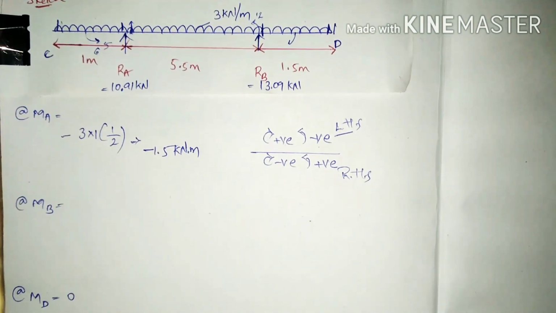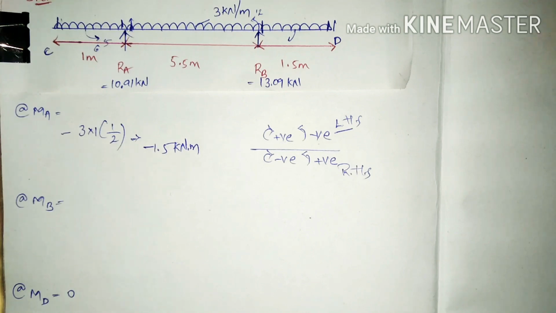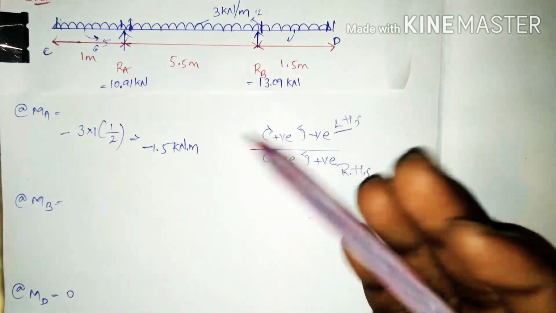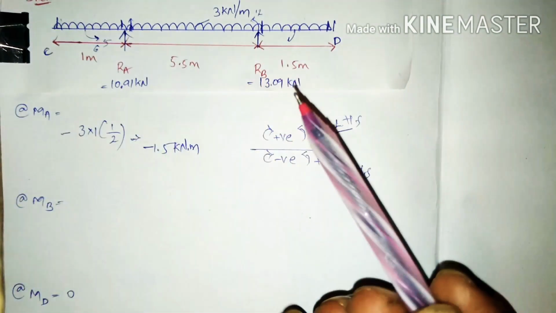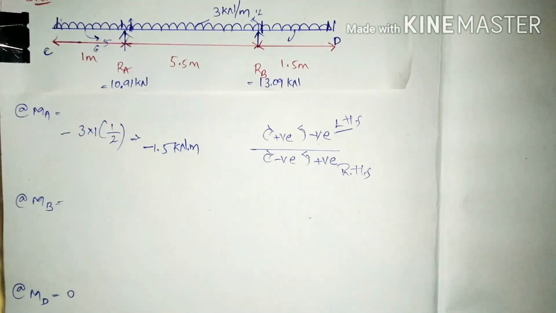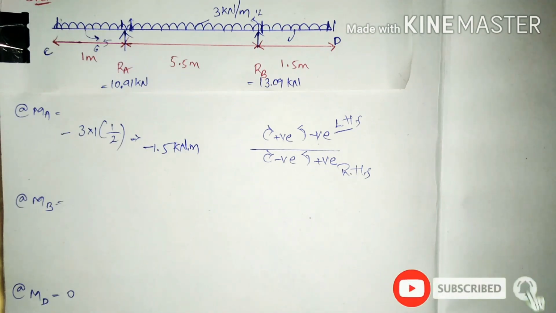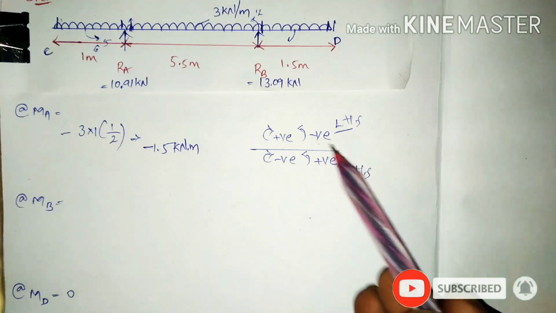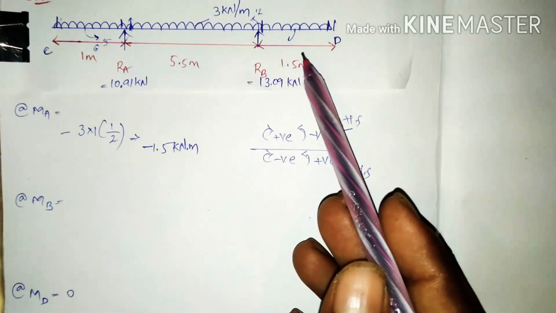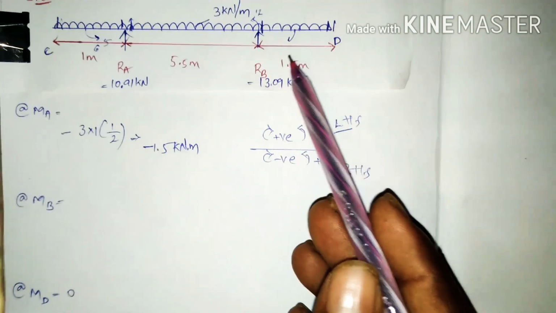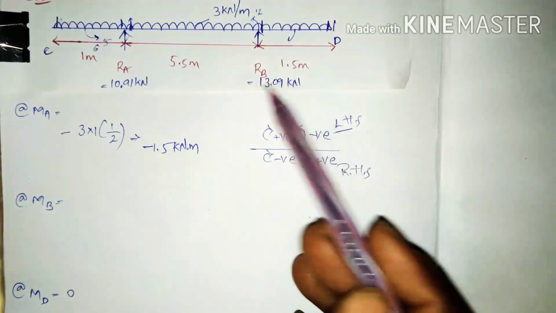And similarly, moving on to B, for the moment about B, I am going to take the same conventions that I took here, and here too I am having the RHS and LHS for the RB reaction. If I take the moment about B from the LHS side, I include the reaction RA and this UDL. And if I take the moment about B from the RHS, only this 3 kilonewton per meter into the 1.5 meters is included.